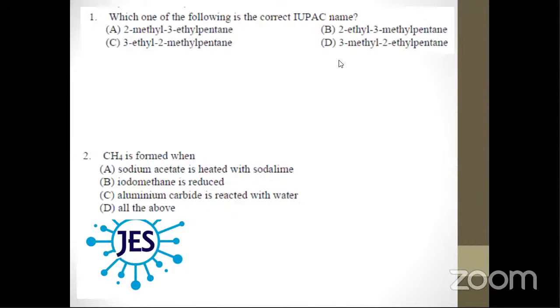Let's check it one by one. Okay. Let's draw the structure of 2-methyl 3-ethyl pentane. So 1, 2, 3, 4, 5. Second position methyl. Third position ethyl. So what will the longest chain be? 1, 2, 3, 4, 5, so it is pentane. Second position methyl. Third position ethyl. But there is one mistake here. Can anyone point out the mistake in option A? Let me see.